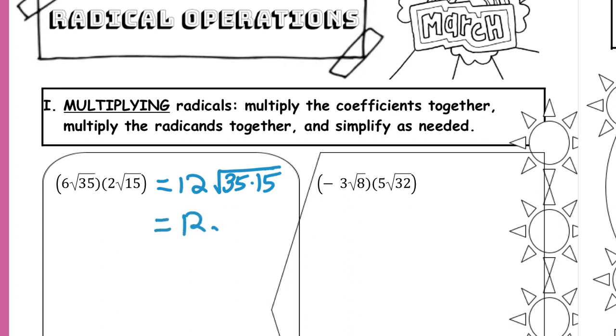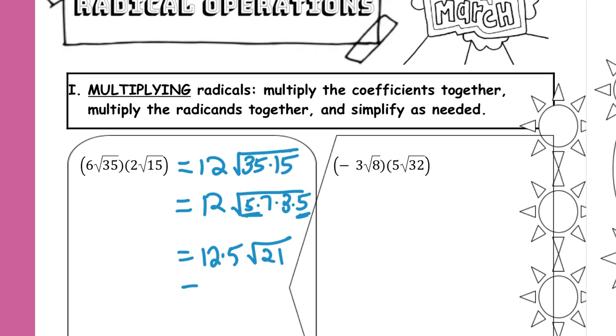Okay, so talk to me about 35. What is 35? 5 times 7. What's 15? So let's see, we have a 5 and a 5. So we got a 5 that gets to come out. And then 7 and 3 have to stay inside, which would equal 21. 21 times 5 is?